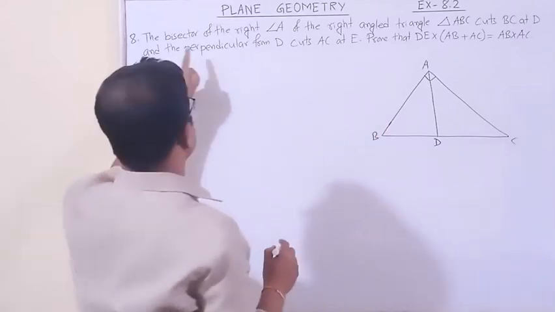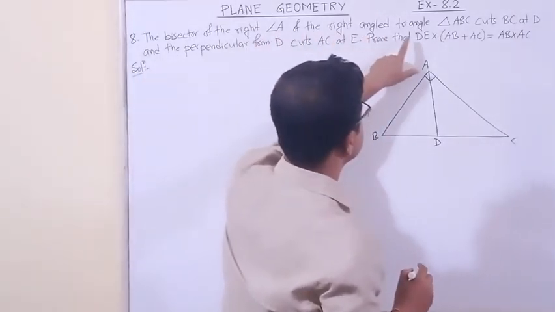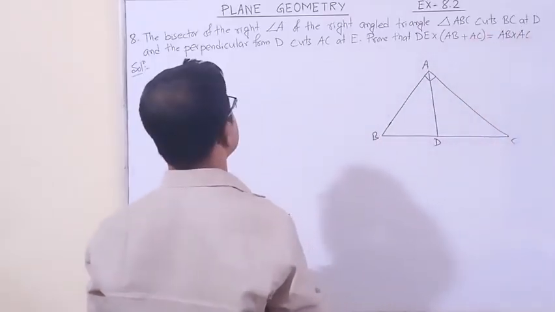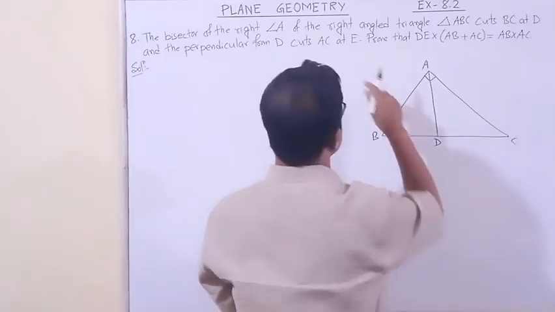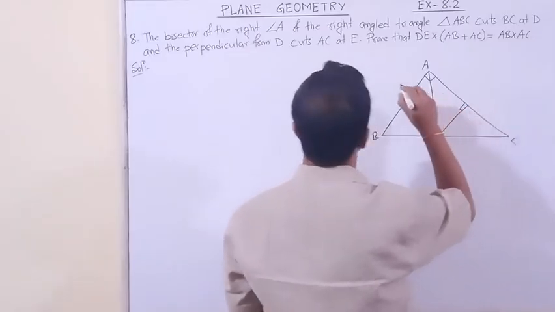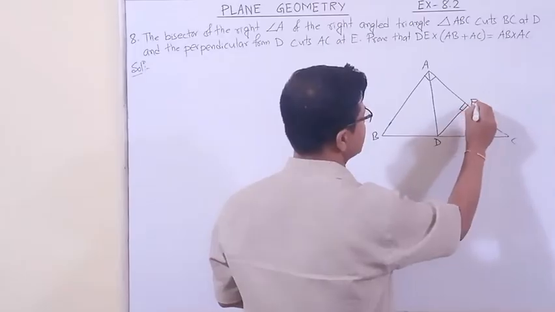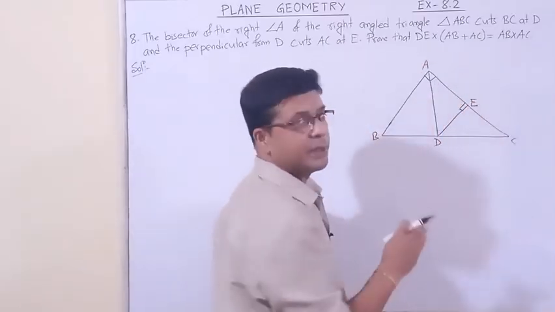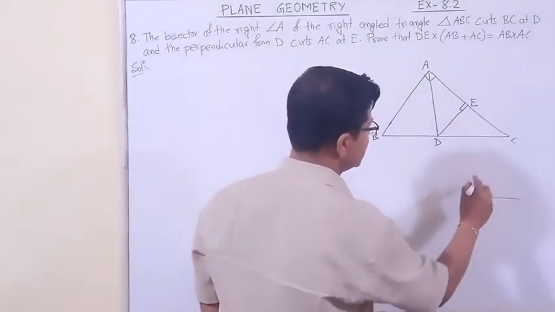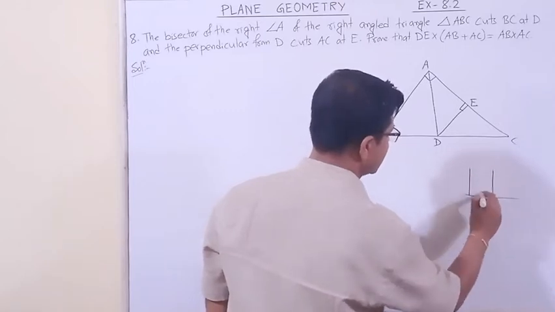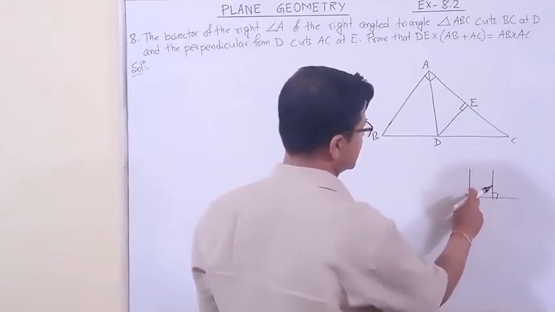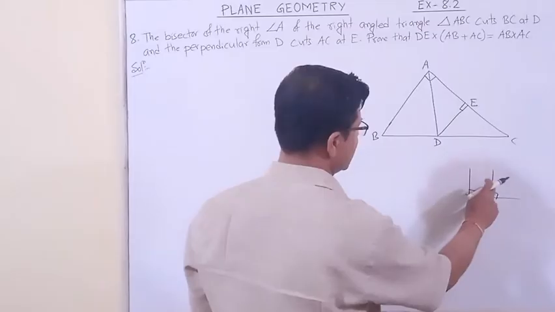This is D. The bisector of the right angle A of the right triangle ABC cuts BC at D. Okay, then the perpendicular from D cuts AC at E. Let us draw a perpendicular here. Okay, this is the perpendicular, cuts AC at E. This is E. So easily we can understand that they are parallel lines, because on AC there are two lines, this is one line and this is another line. They are perpendicular, so they are obviously parallel to each other because of corresponding angles. If two corresponding angles are equal, then the two lines are parallel.